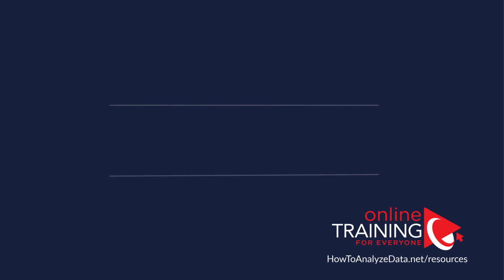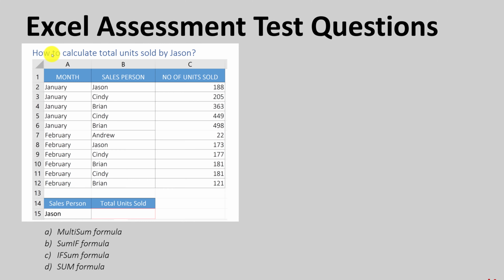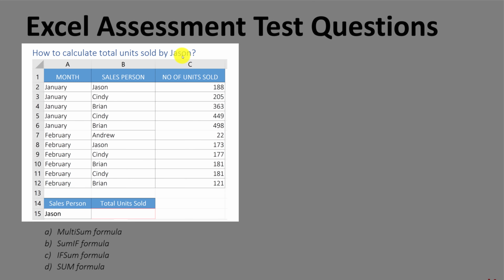Very frequently, you might be asked how to solve a specific problem during an Excel assessment test. For example, in this question, you will be asked how to calculate total units sold by Jason, and you are presented with the table down below, which shows months, salesperson, and number of units sold information. One of the salespeople here is Jason, but there are also other salespeople.